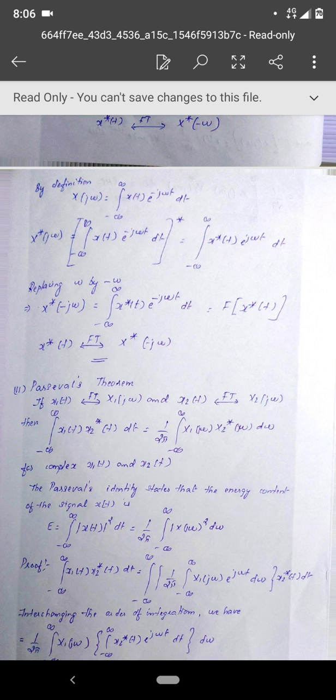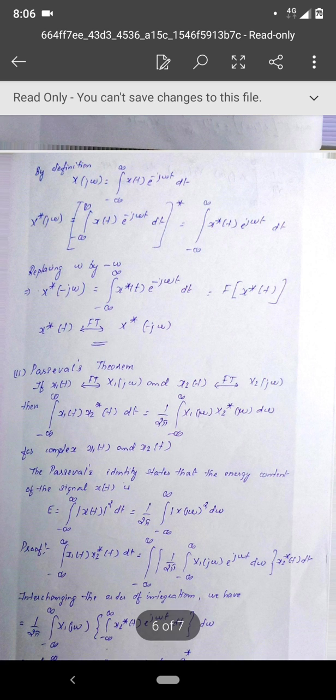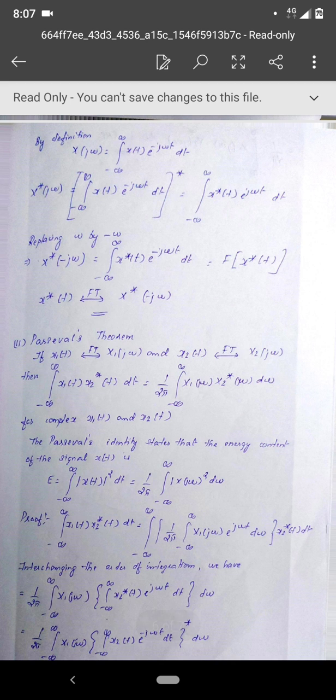Suppose we have x1(t) equal to x2(t), then that becomes the integration from minus infinity to infinity of the magnitude square of x(t) dt equal to 1 by 2π times the integration from minus infinity to infinity of the magnitude square of X(jω) dω. So what is the inference of that? The inference is that the energy of the signal in the time domain will be equal to the energy of the signal in the frequency domain.